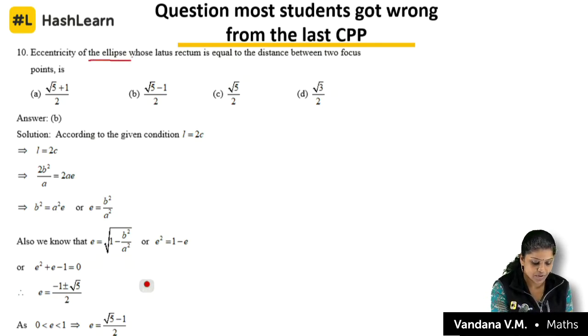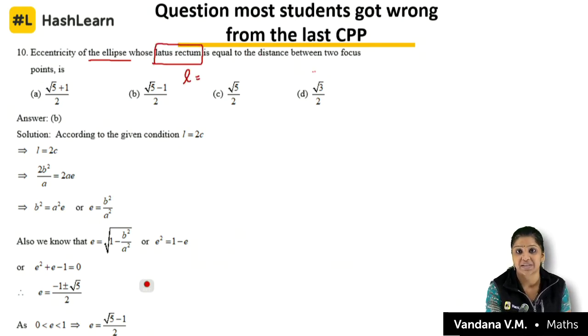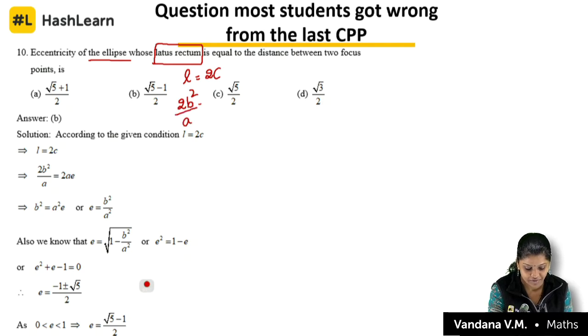Eccentricity of the ellipse whose latus rectum is equal to the distance between the two foci. That is what they gave: latus rectum L is equal to the distance between the foci, 2c. What is L? L is nothing but 2b square by a, equal to 2c. The 2 will get cancelled. b square by a is equal to c, they give.